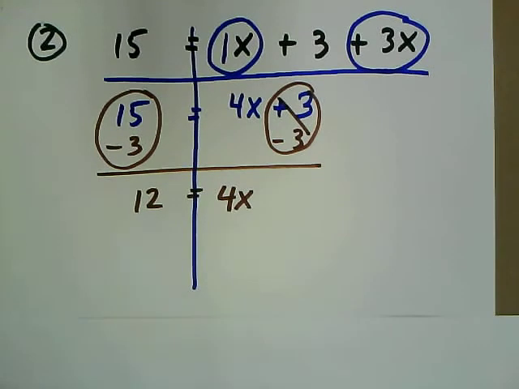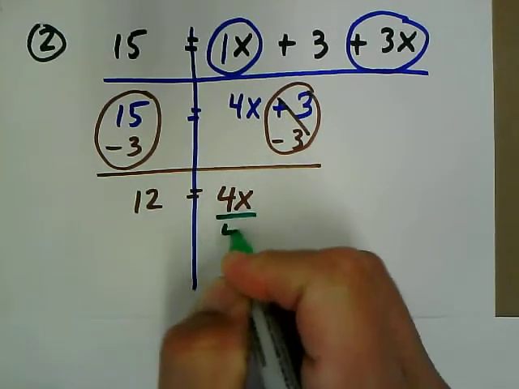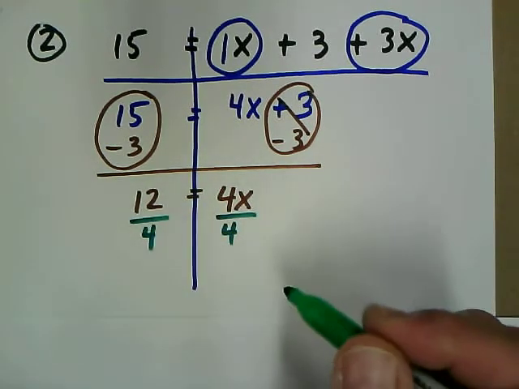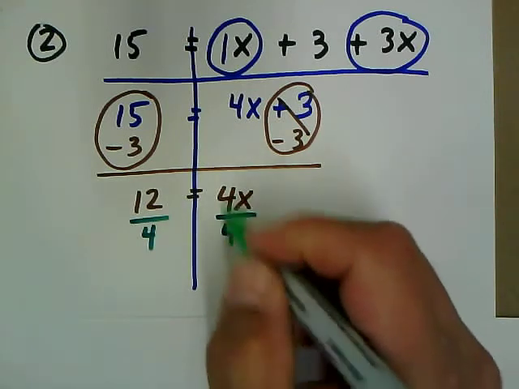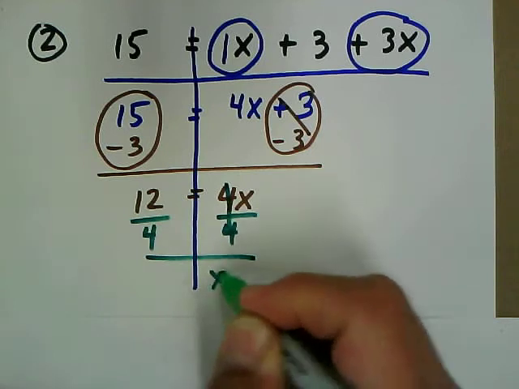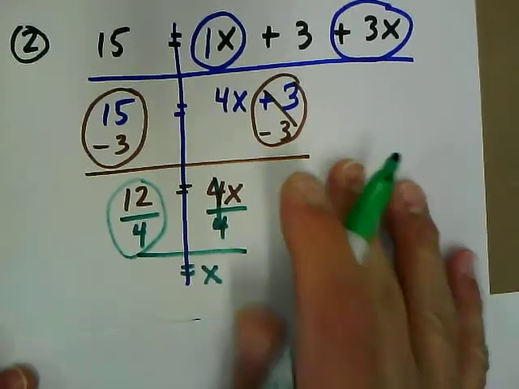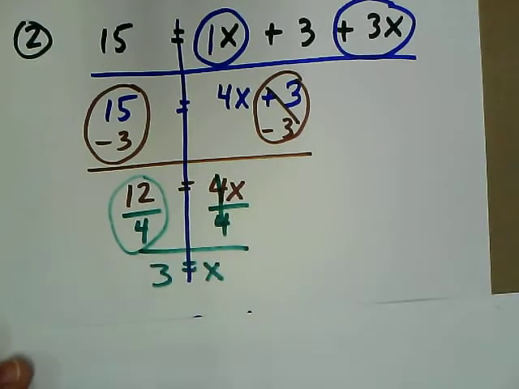And our final step, of course, is to get rid of that times 4. So the opposite of times is divide by 4. Don't change the sign. It's not negative. It's positive. Our 4's are gone. We're left with x. And 12 divided by 4 is 3.